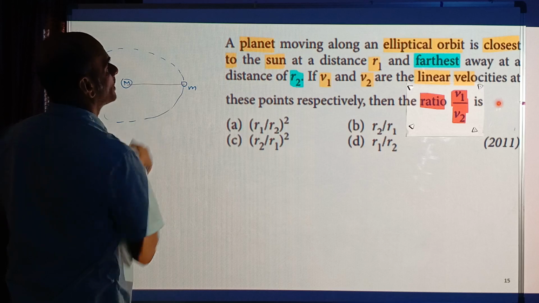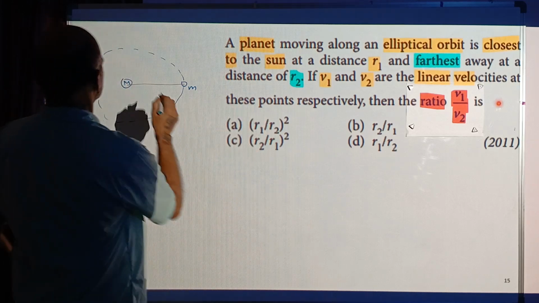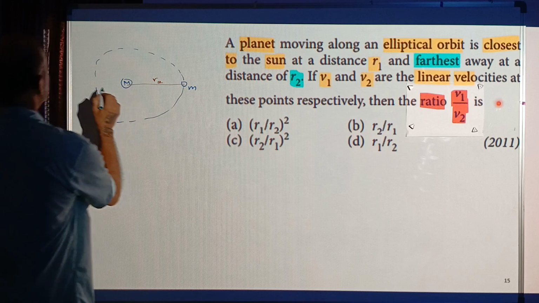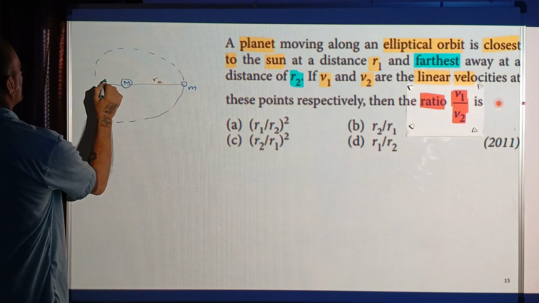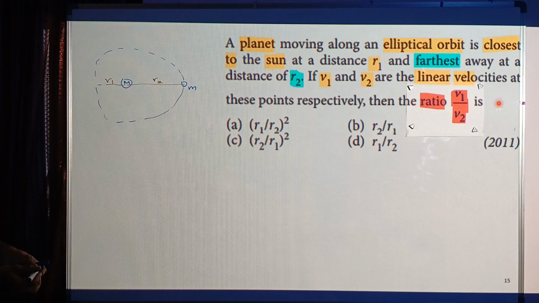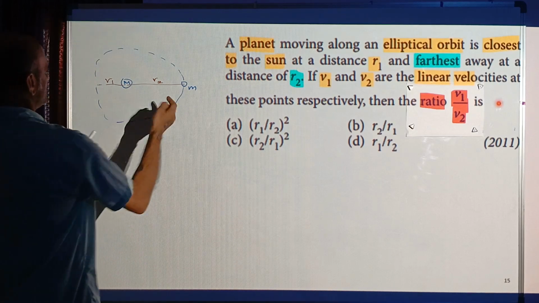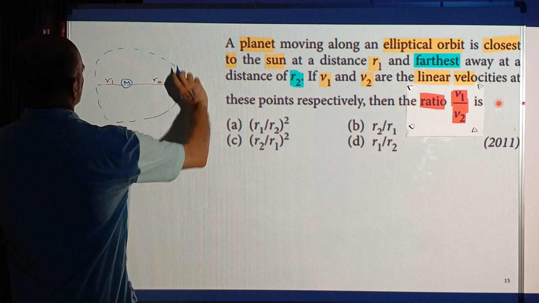From here to here, farthest away at this point. So this distance is r2. This is the minimum distance when it is here, r1. This is r1. This is maximum distance r2. Okay. So the gravitational force is this way, velocity is this way.